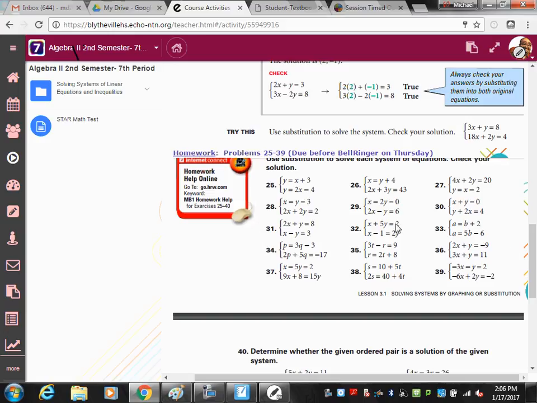Oh, hey, if you look at number 33, instead of X and Y, they use A and B. So when you write your answer, always put your answer in alphabetical order. So it'll be A, comma, B. There's R, comma, T, S, comma, T, P and Q. Put your answers in alphabetical order.